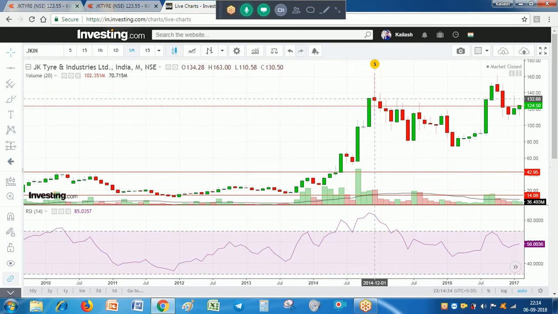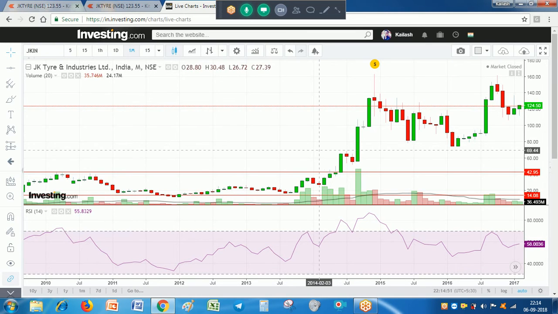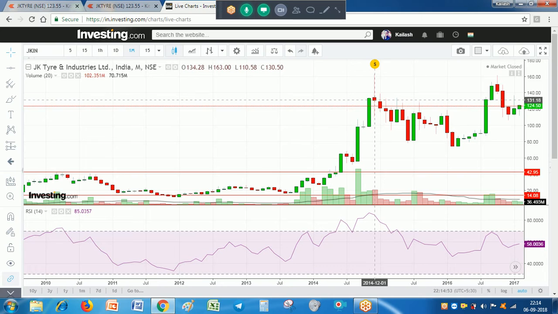Okay, so it has made a very strong upward movement of up to 163, and it is in the year 2014, friends. Hopefully everybody remembers this year of 2013-14. Every stock had done very well, and this JK Tyre also did very well in the year 13-14. It has moved from a level of 43. It moved up to a level of 163, friends.